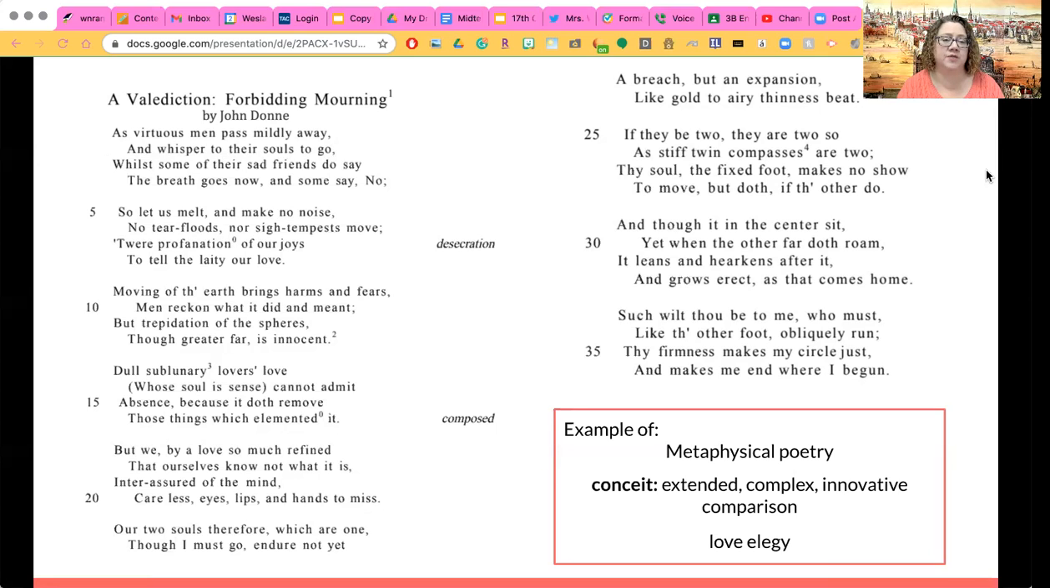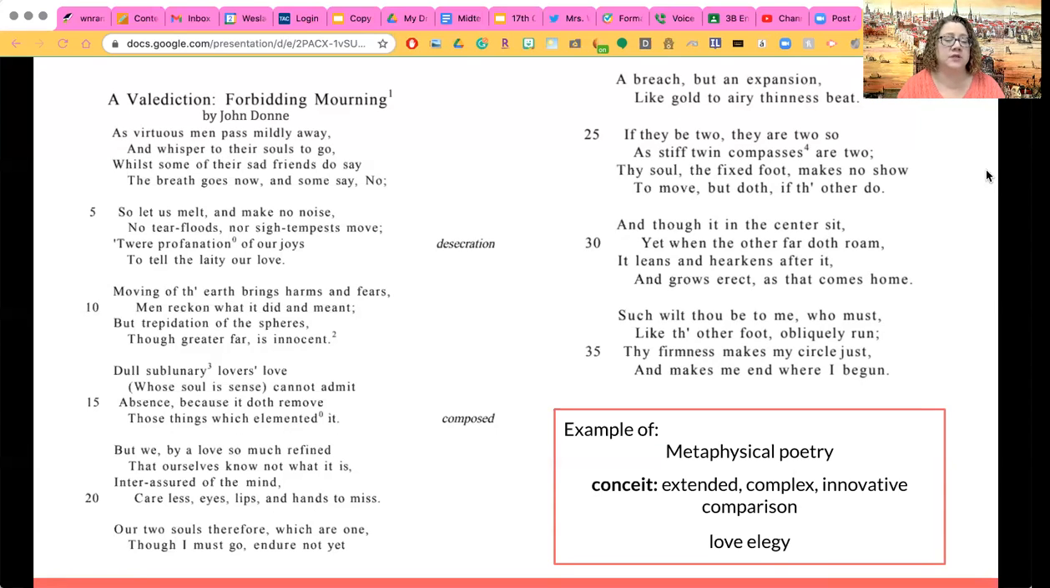'Twere profanation of our joys to tell the laity our love. Moving of the earth brings harms and fears. Men reckon what it did and meant. But trepidation of the spheres, though greater far, is innocent. That's a reference to the spheres of the planets as they circle around the earth or the sun. We don't notice that, and that's how he wants their parting to be.